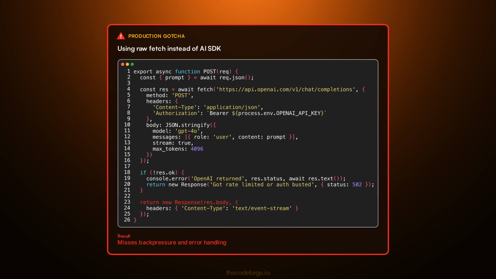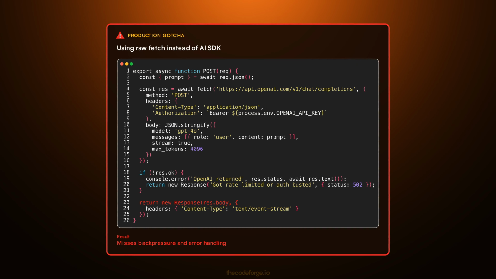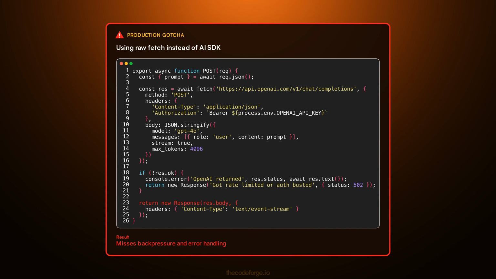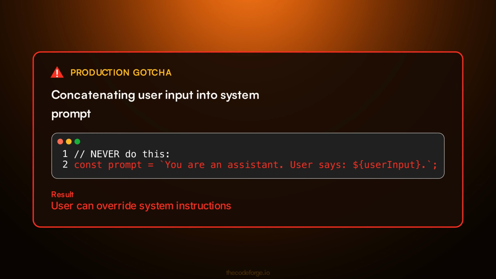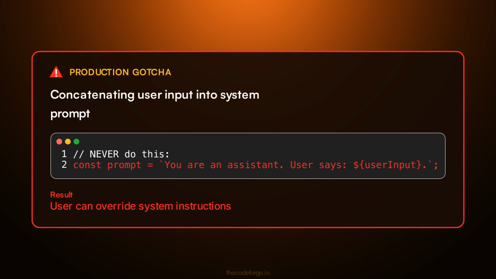Using raw fetch misses backpressure and error propagation. The AI SDK handles SSE framing, retries, and usage tracking automatically. Always use streamText to toTextStreamResponse in 2026. Never concatenate user input into the system prompt. This creates a jailbreak vector. Instead, keep user input as a separate message with role user and inject context as separate system blocks.